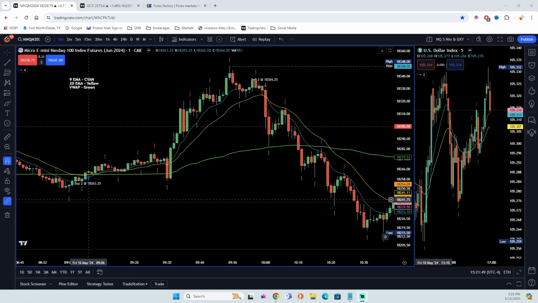So I didn't exit here because of the open. I wanted to see where it settled out. And as you can see, it went up, and I was in. And right here we get a close below the 9 EMA, which is where I should have exited, because we had economic data at 10 a.m. We had consumer sentiment on Friday. So I didn't sell when I should have.